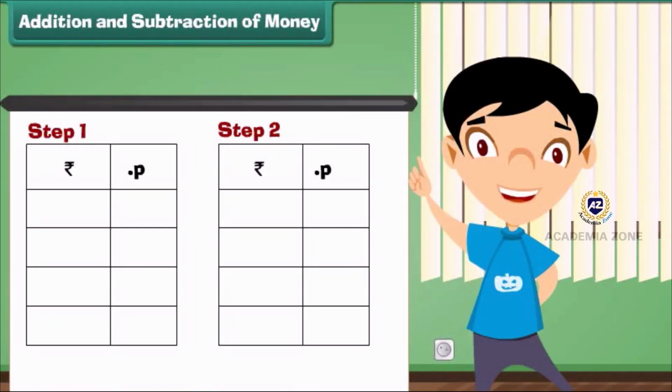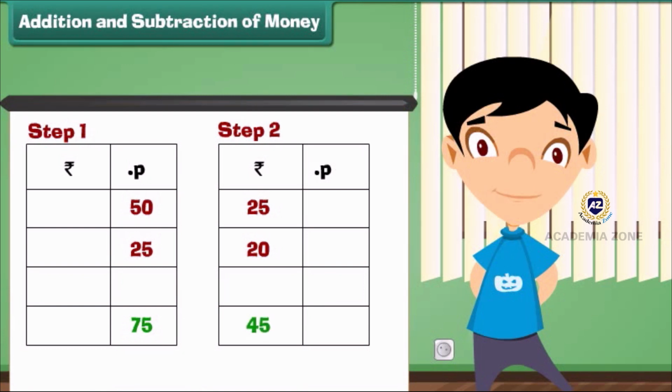Let us learn how to add 25 rupees 50 paise and 20 rupees 25 paise. Step 1. Add the numbers in paise column. 50 plus 25 is equal to 75 paise. Write 75 under the paise column. Step 2. Add the numbers in rupees column. 25 plus 20 is equal to rupees 45. Write 45 under the rupees column.